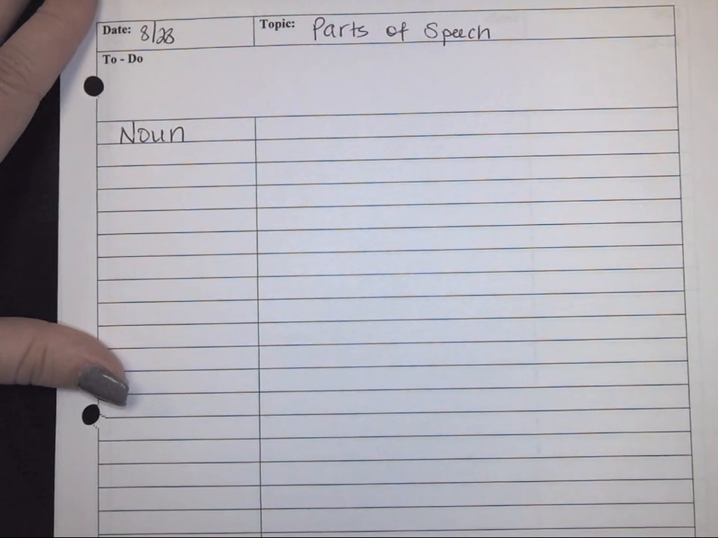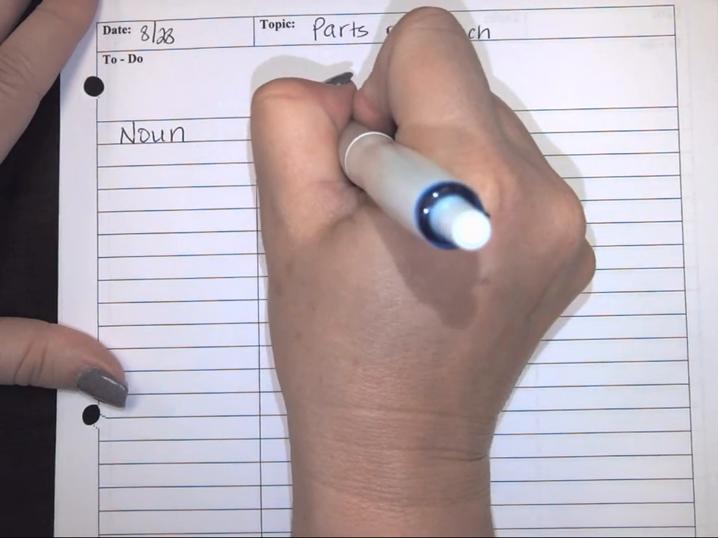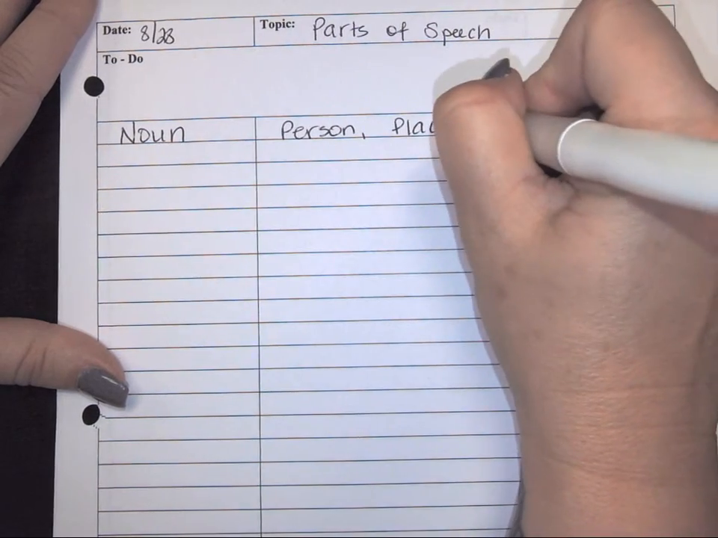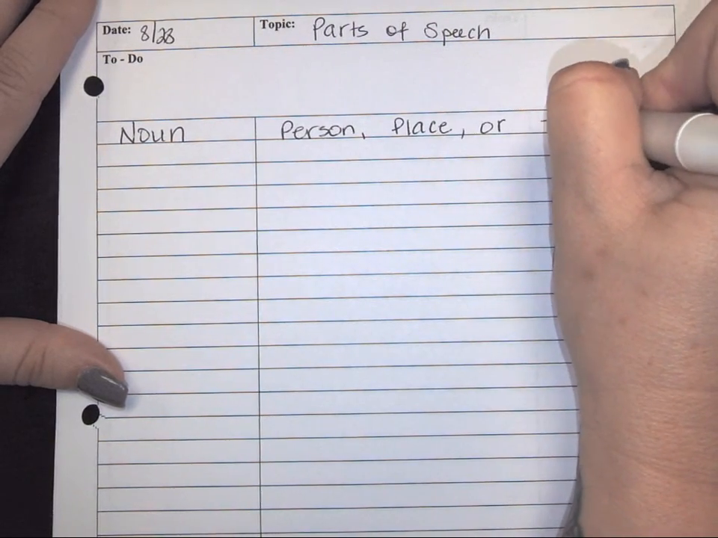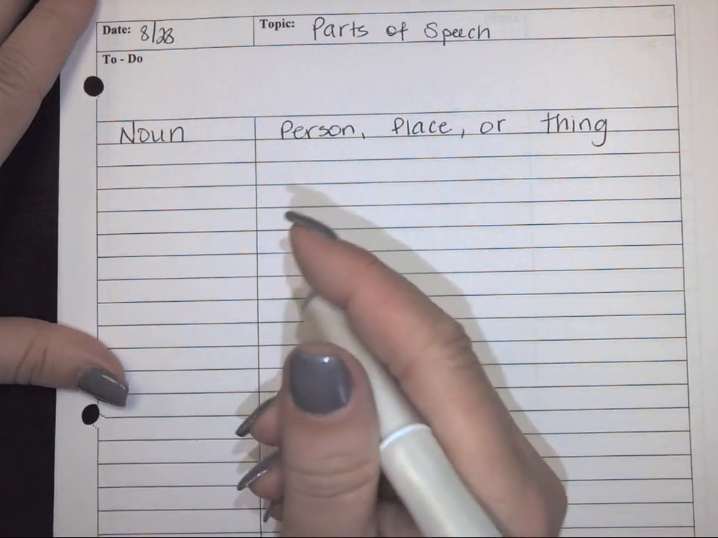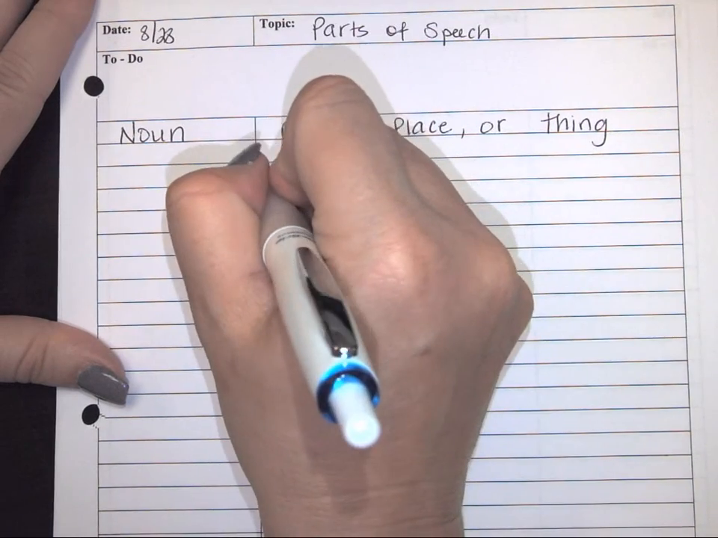Can someone tell me what a noun is? Anybody? Sean? Person. Person, place. Right. It is a person, place, or thing. Now, there are two types of nouns. There's actually 5 types of nouns. But we're going to start with the easy ones.